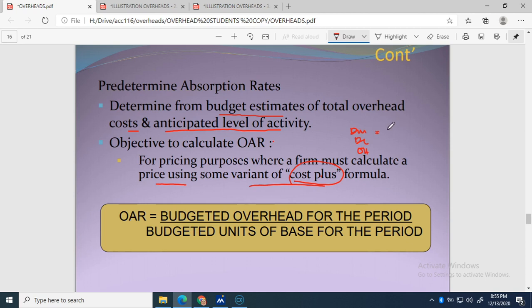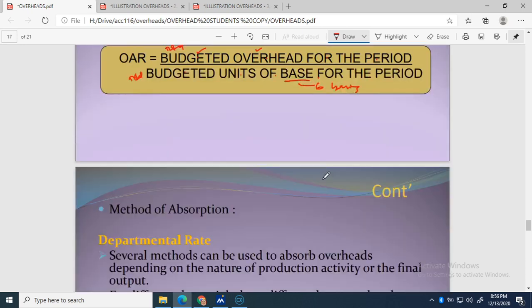If material is, let's say, RM per meter, direct labor RM per hour, so overhead RM per how much? So this is what we want to get, the OAR. So how to get OAR? OAR is total budgeted overhead for the period, divided by total budgeted units of base for the period. So the base here, there are many methods. There are 6 bases that we can use to calculate OAR.